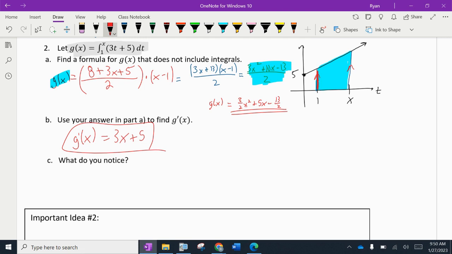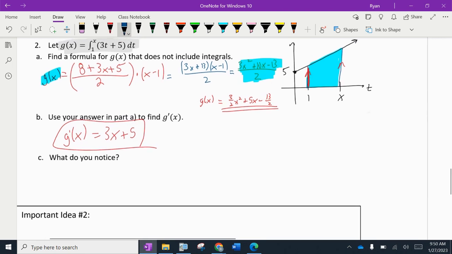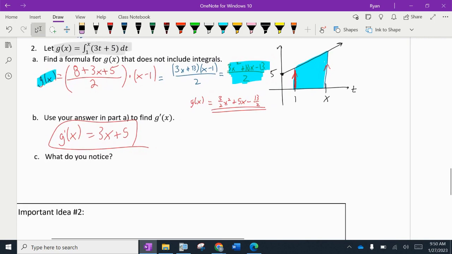All right, part C. Here's a chance to make a connection. What do you notice about your answer in letter B? Turn to your friend, go. And I'll tell you that this is no coincidence. This 3x plus 5, we basically saw it before, didn't we? It was the integrand we had up here, but now that variable has been substituted in for it.